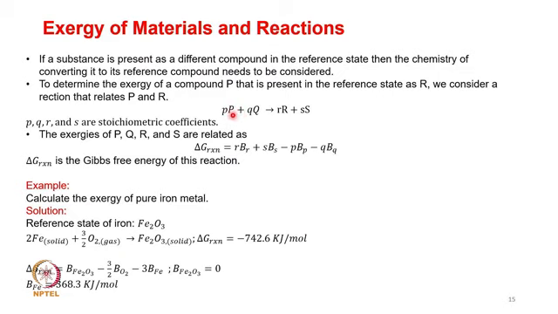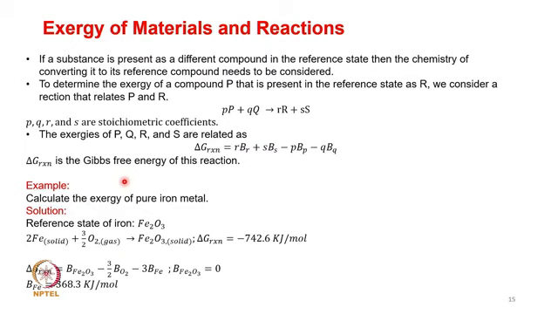So, let us say here the compound P is present in reference state R. So, p moles of P and q moles of Q react to form r moles of R and s moles of S, and p, q, r, s are stoichiometric coefficients. Okay, and the exergies in this context would be r bR plus s bS minus p bP minus q bQ, and here the b's are the exergy of the individual components and their corresponding moles, and G_rxn is the Gibbs energy of this reaction.